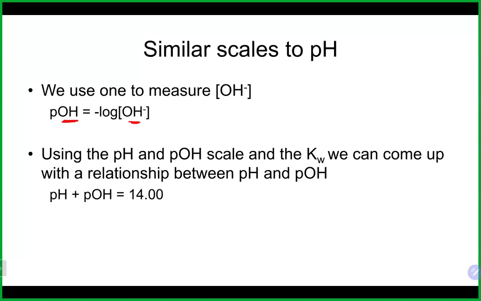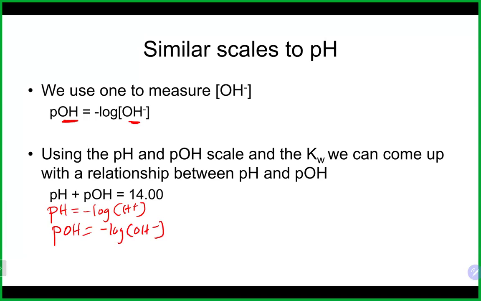The nice thing about that is the pH plus the pOH equals 14, which means, for example, if you're given just the OH- concentration, you can calculate the pOH, and then subtract from 14 to get the pH without having to do much work on it. So our pH equals negative log of the H+. Our pOH equals negative log of the OH- concentration.